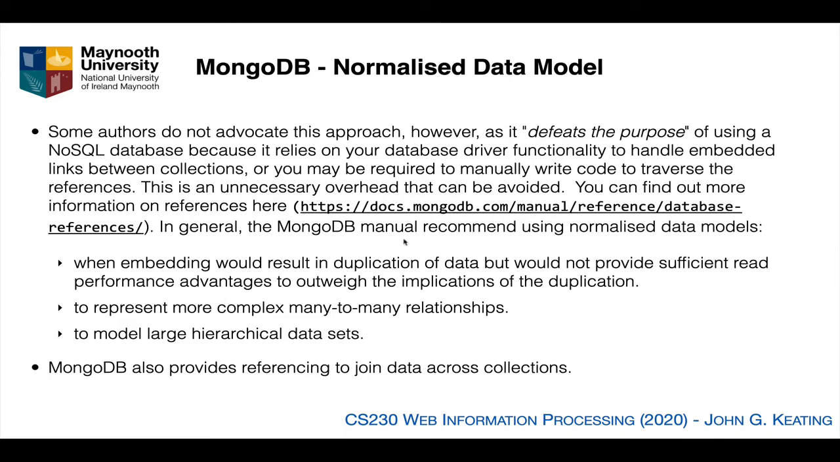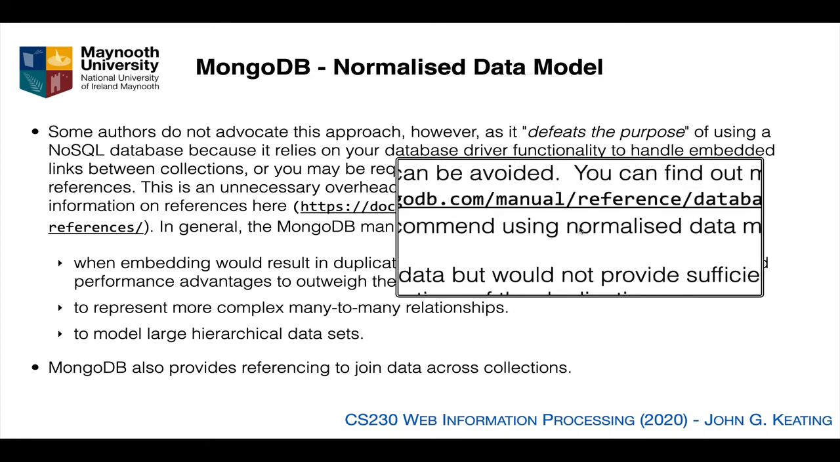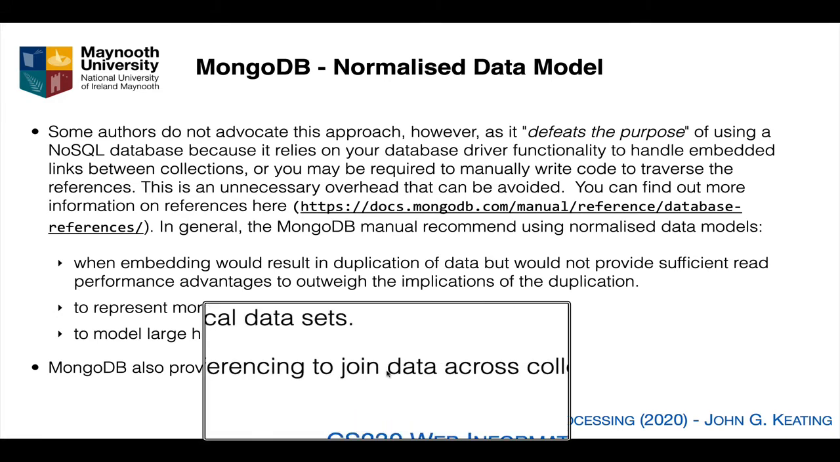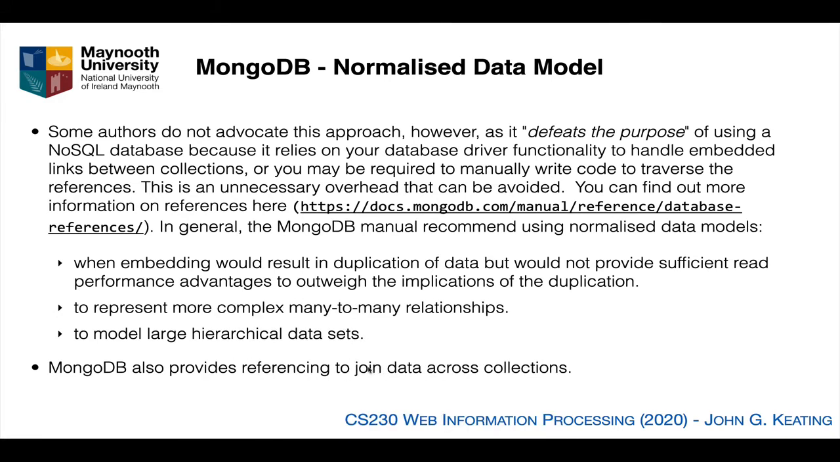But in general, the manual recommends using normalized data models when embedding would result in duplication of data that would not provide sufficient read performance advantages to outweigh the implications of the duplication, to represent more complex many-to-many relationships, or to model large hierarchical data sets. And it also provides then referencing, a facility to join data across collections. It does this, even though we don't have to deal with joins, as I mentioned earlier.